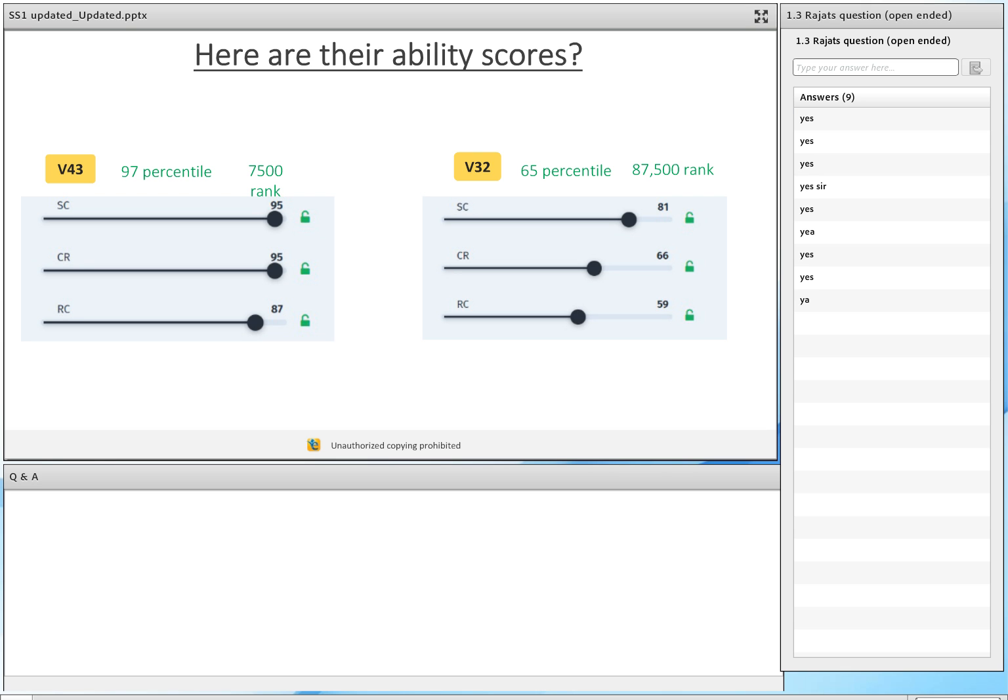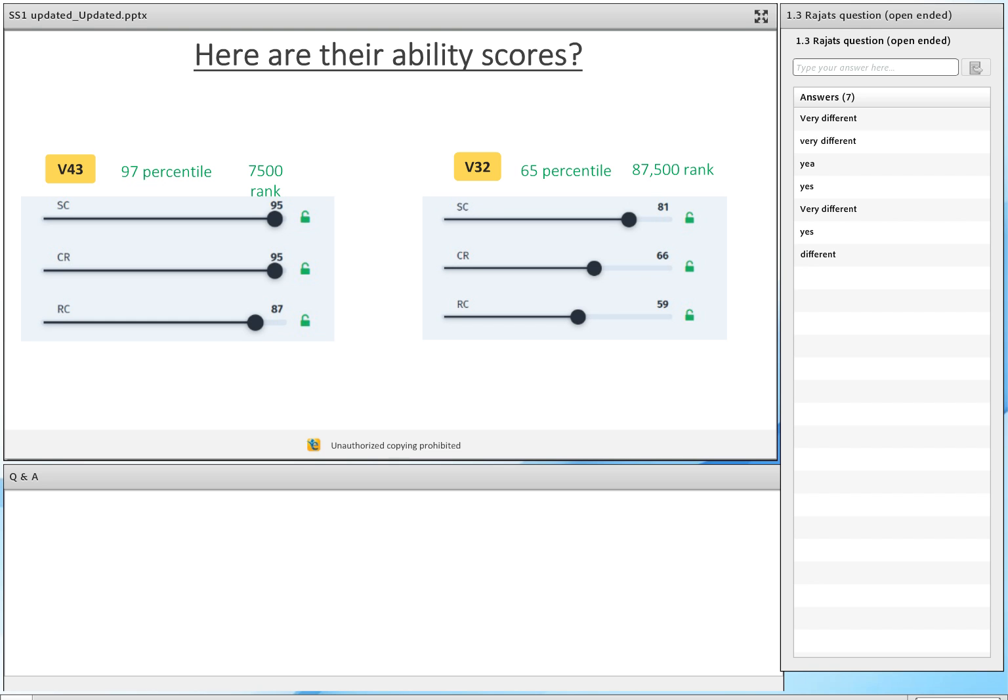The V43 guy, according to the GMAT, had a 95th percentile rank in sentence correction, 95th percentile rank in critical reasoning, and 87th percentile rank in reading comprehension. The corresponding ranks for a V32 guy were a lot lower. And when you look at these students through that lens of ability, how do these students look? Do they look a lot more different now? Yes, they're very different. And that's how the GMAT looks at them. It's not through that lens of accuracy.